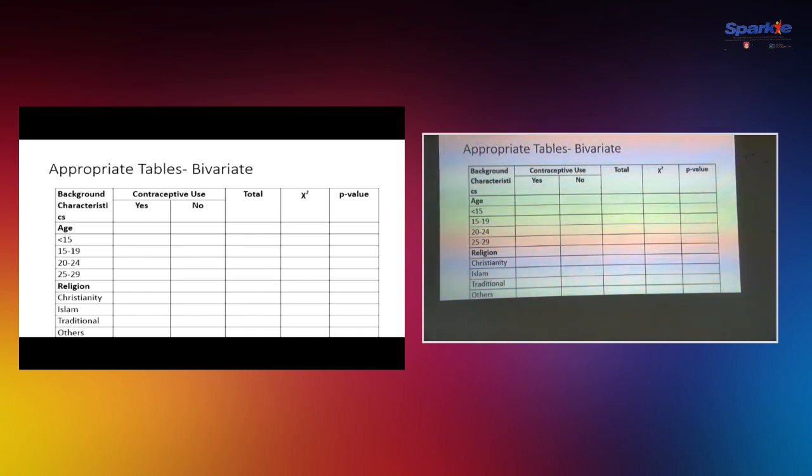Or some other people can just say chi-square and p-value. So for every value of chi-square, they will put the p-value in brackets. And some people will just put asterisks and define it: star means less than 0.05 and all that.